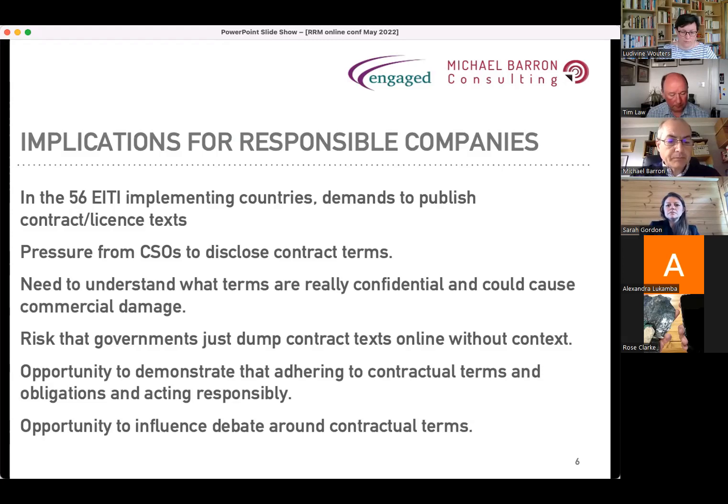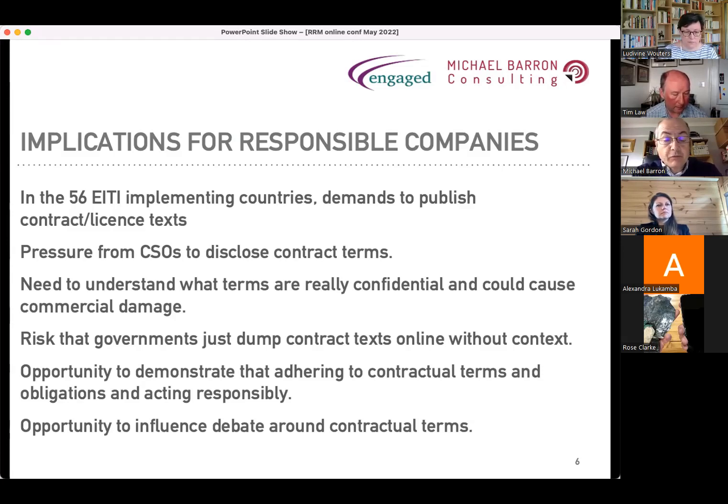But there are also opportunities here for companies, and for companies who take a more strategic approach to this. Publishing contracts also provides an opportunity to show that you are meeting the terms and conditions of the contract, that you are doing what you committed to do when you signed the contract, and maybe exposing where others, whether it's the government or other specific agencies, are not meeting their contractual terms. Therefore the reason why something may have gone wrong, or there may be an issue, is not because of something you've done, but because of something somebody else has done or not done.